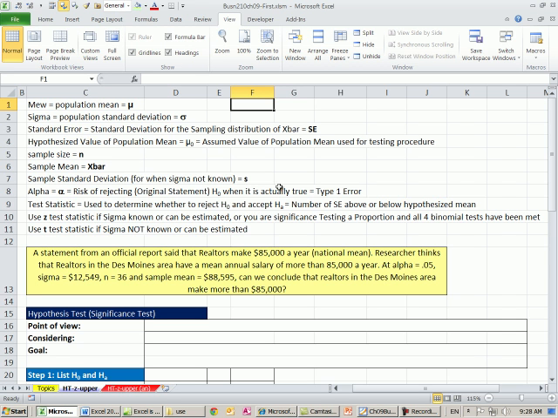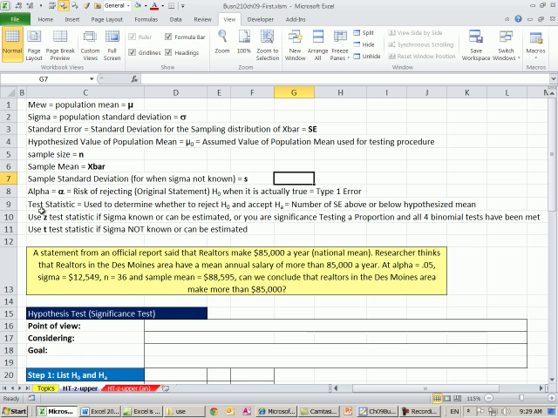Sample standard deviation, when we're using the t distribution, we'll use s. Alpha, that's going to be the risk of rejecting the original statement. And we'll see that the original statement is going to be denoted by the term null hypothesis, or h sub 0, for no difference. Alpha is the risk of rejecting the original statement when it's actually true. Test statistic, that's what we're going to use to determine whether to reject the original statement, h sub 0, the null hypothesis, or accept the alternative hypothesis, h sub a.